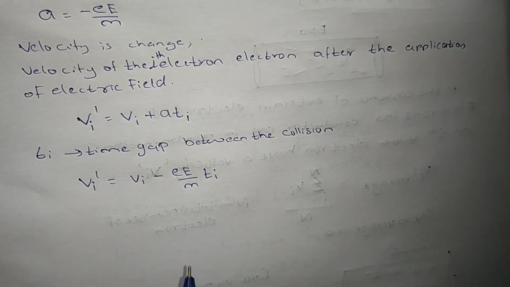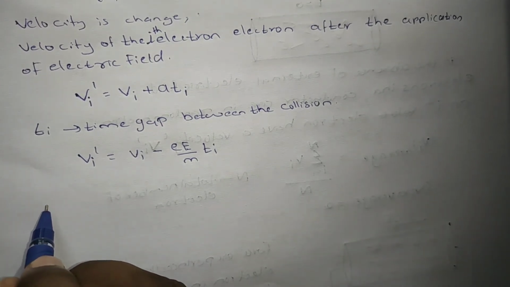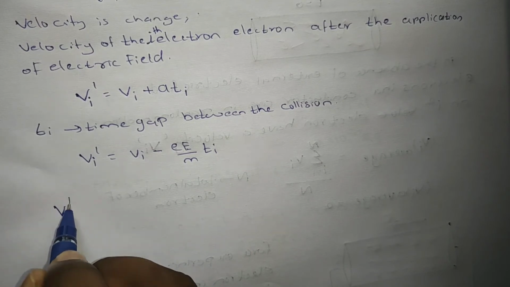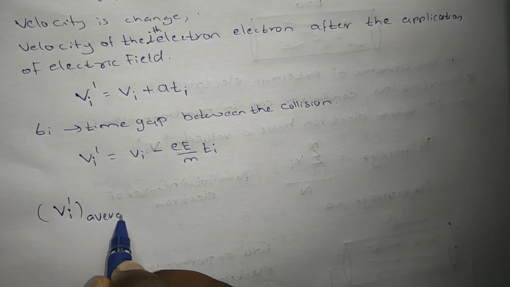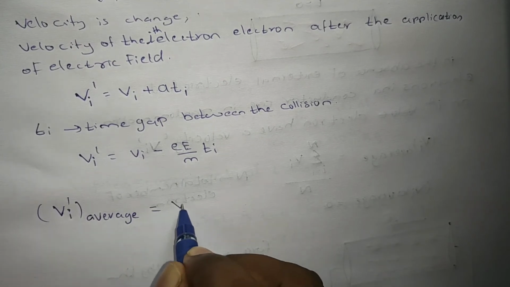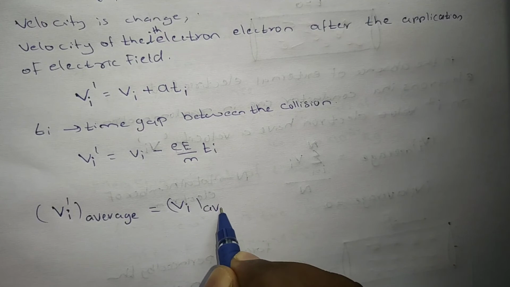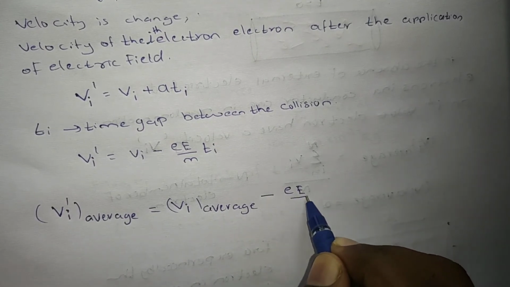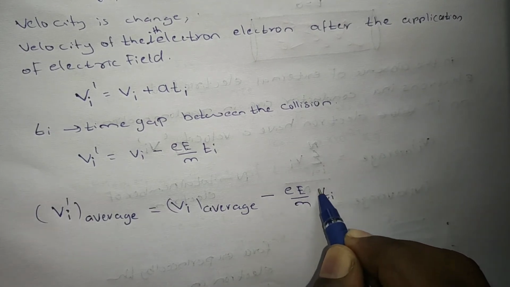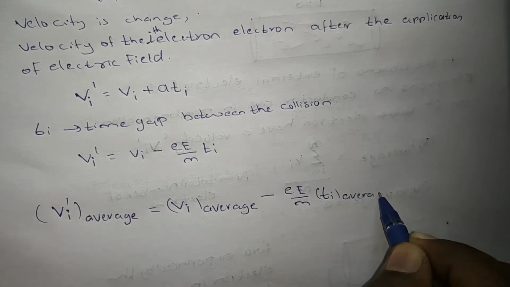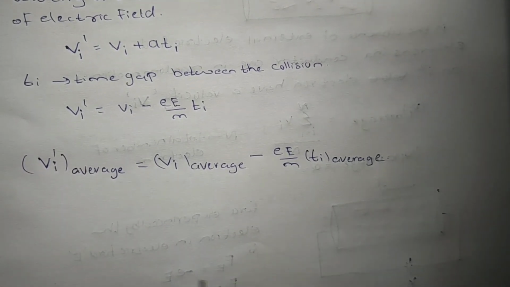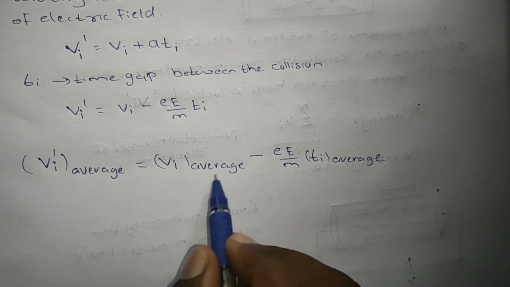Now we are going to find the average velocity of all the electrons. So vi dash average is equal to vi average minus E by m times ti average. Here E changes, m is constant, and the average of the initial velocities, as we already found, is 0.